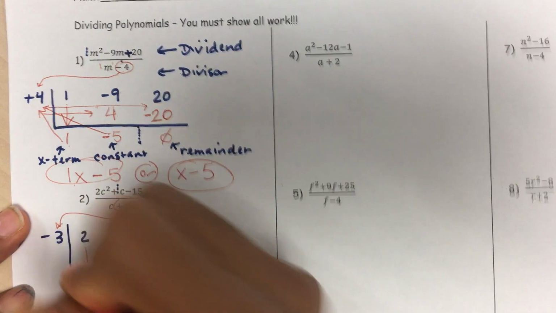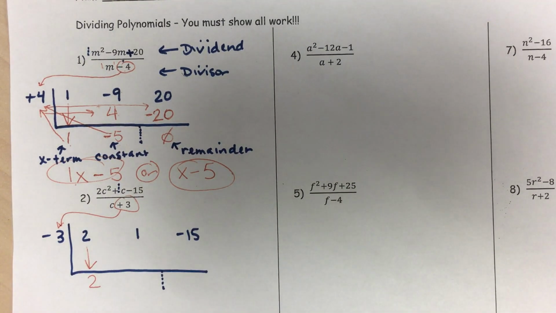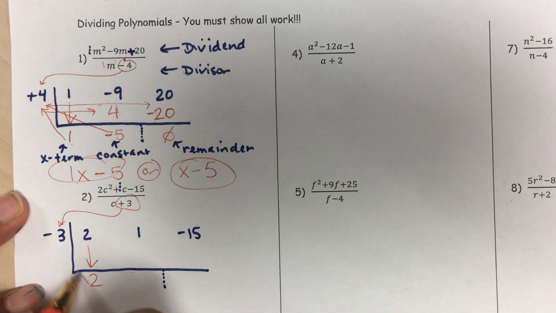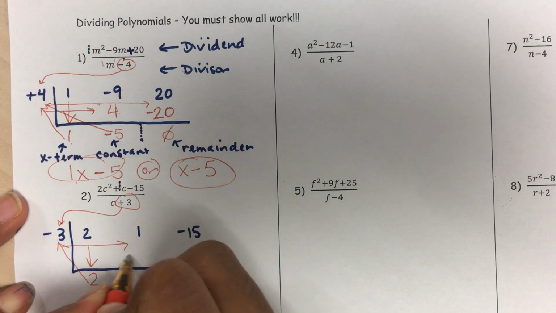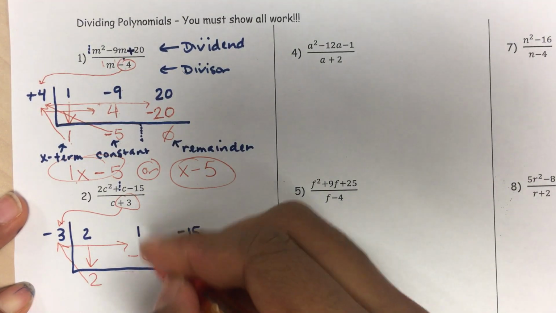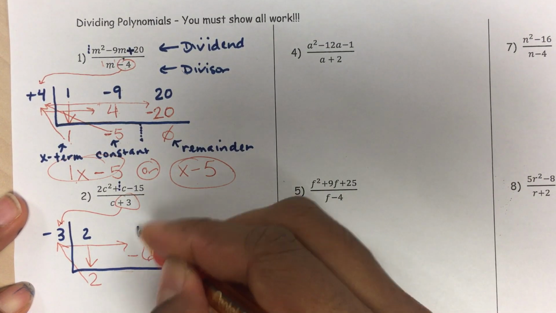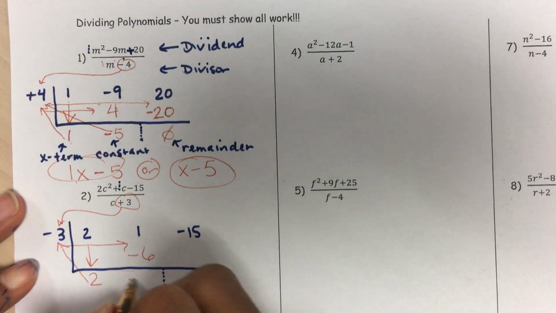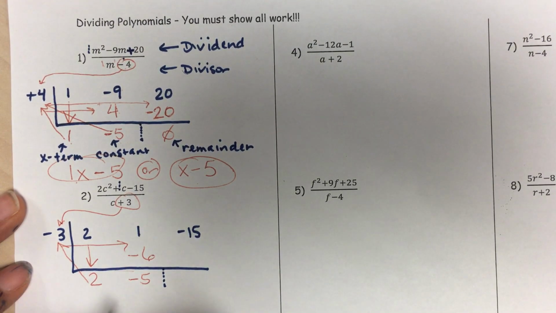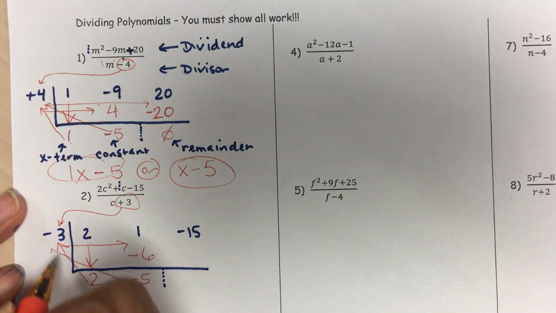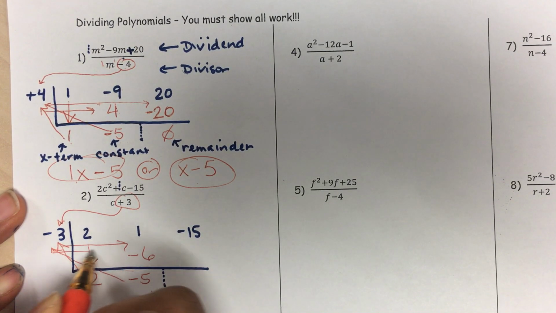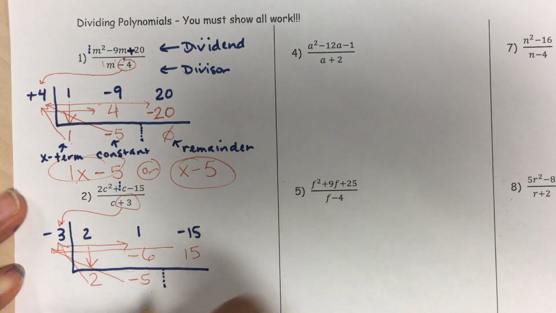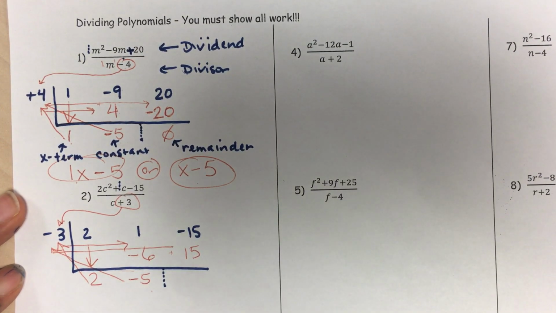Step 1, drop it like it's hot. 2. Everything down here gets multiplied, so 2 times negative 3 is negative 6. Now add 1 and negative 6. What do they equal? Negative 5. Multiply. What do we get? Negative 5 times negative 3. What do we get? Positive 15. Add. We end up with 0.